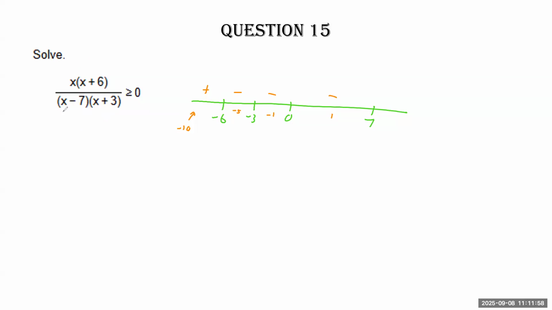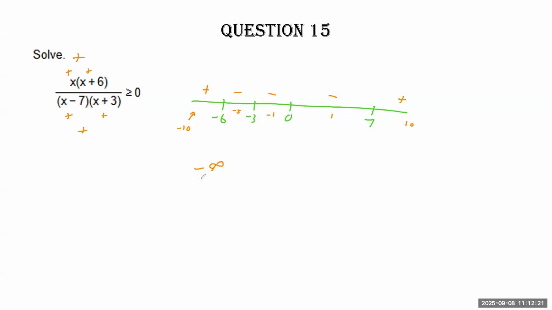I think it's going to. If I pick something like 10 now, 10 is positive. 10 plus 6 is 16, that's positive. Positive times positive is positive. 10 minus 7 is positive. 10 plus 3 is positive. Positive times positive is positive. Positive divided by positive is positive. So now I have two regions that are positive.